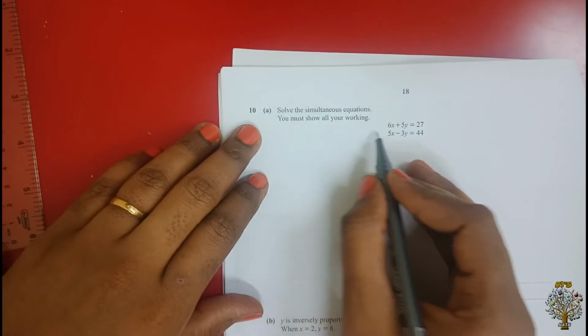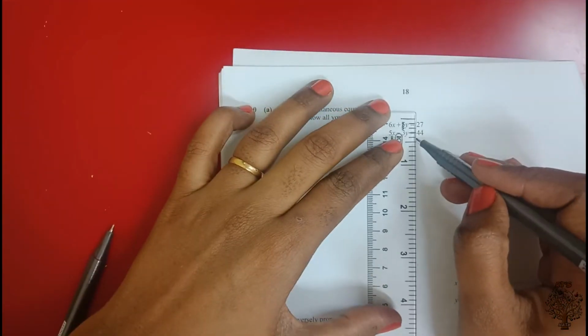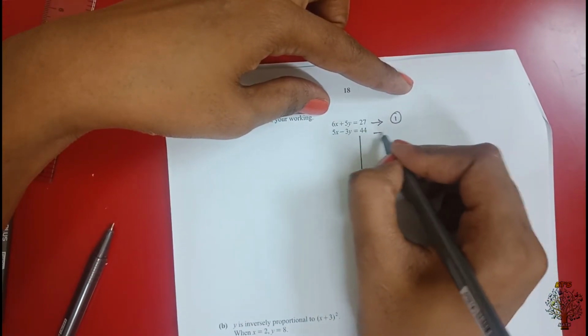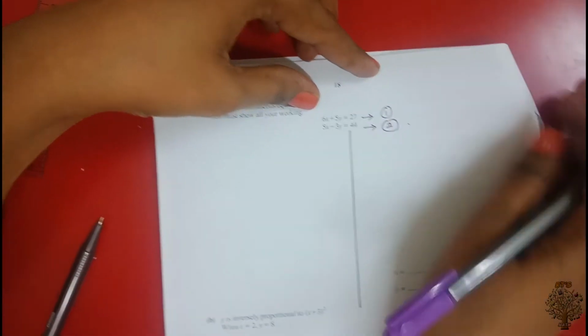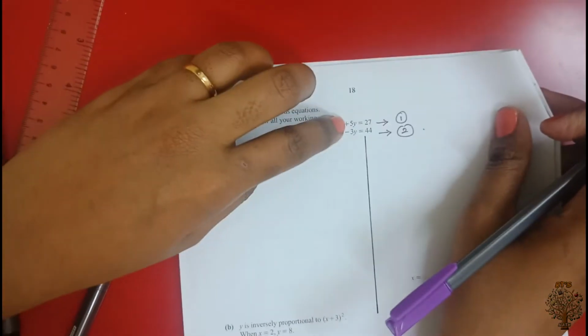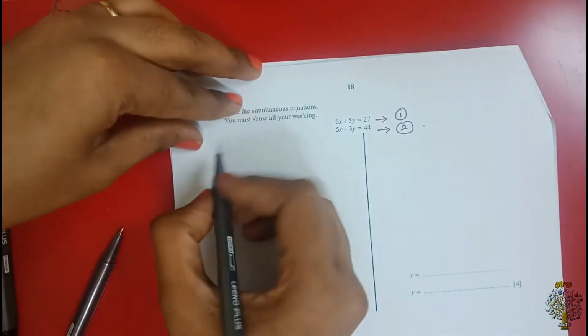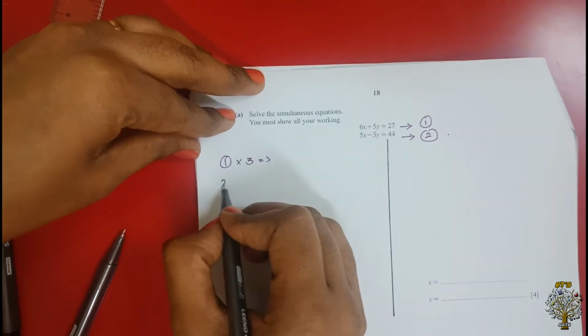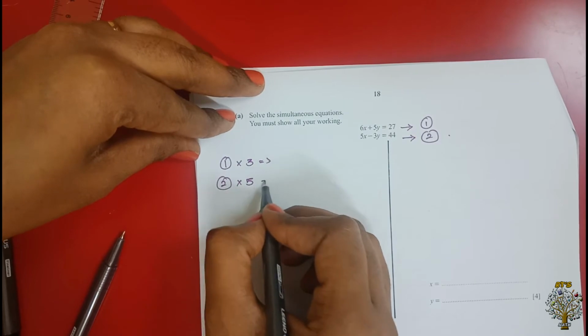Now, next, solve this simultaneous equation. You must show all your working. So to show all my working, let me go for drawing a line in between. So it is easy for me. Let me name this as first equation and this as second equation. I am planning to eliminate y. For that, I'll take first equation, multiply that with 3, and second equation multiply with 5.